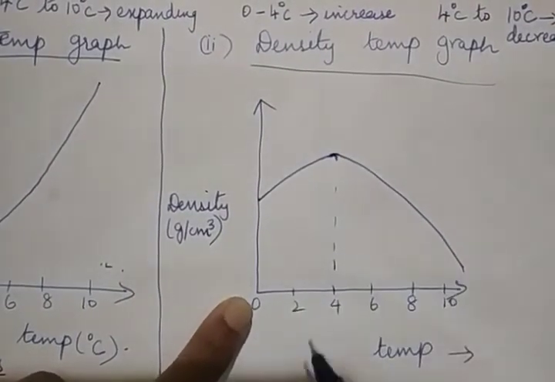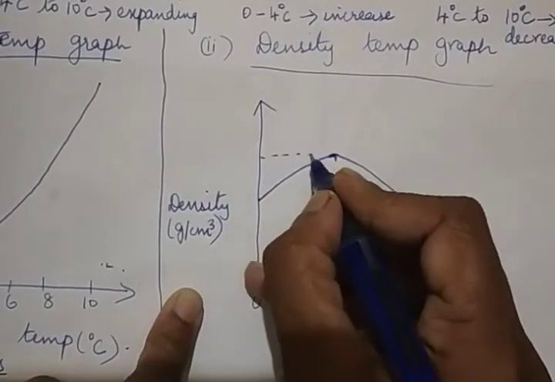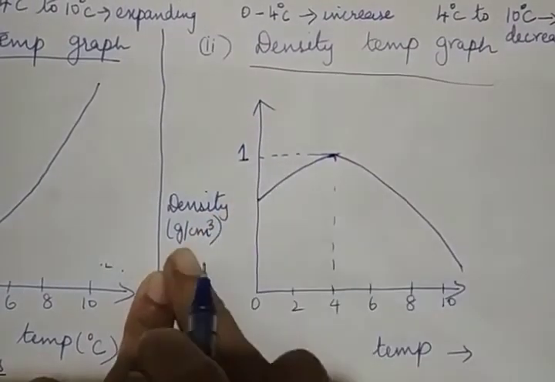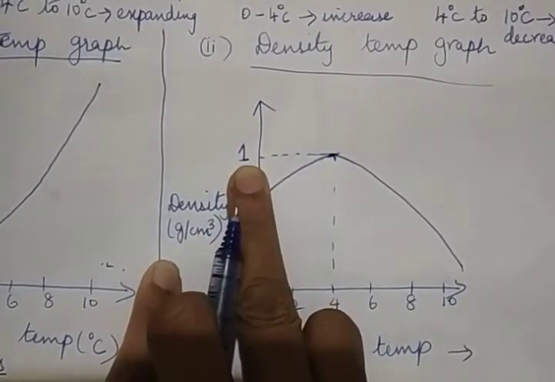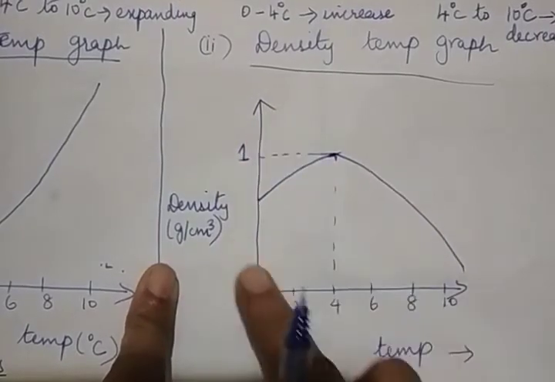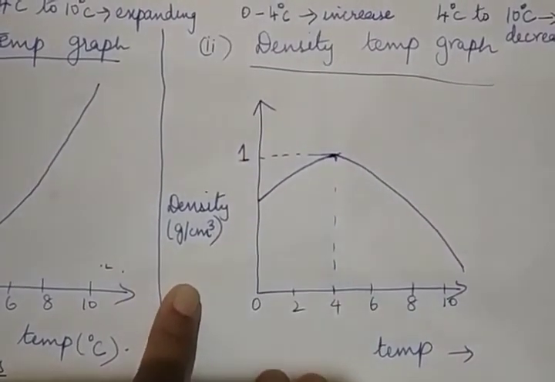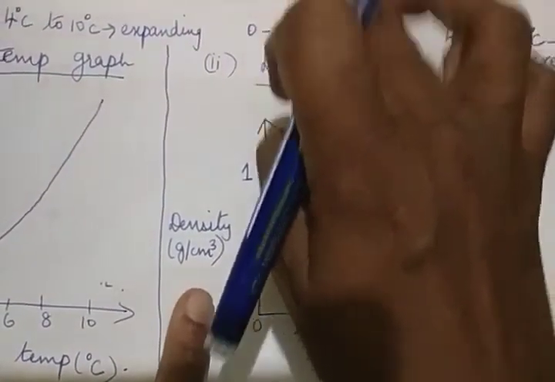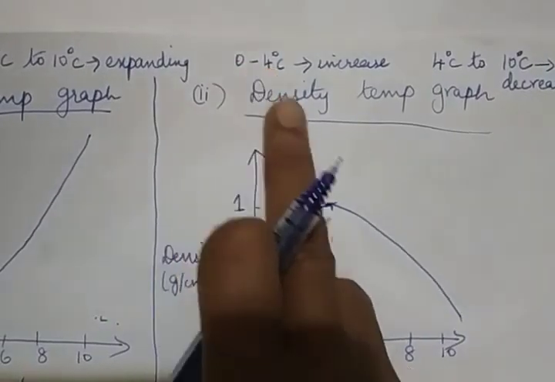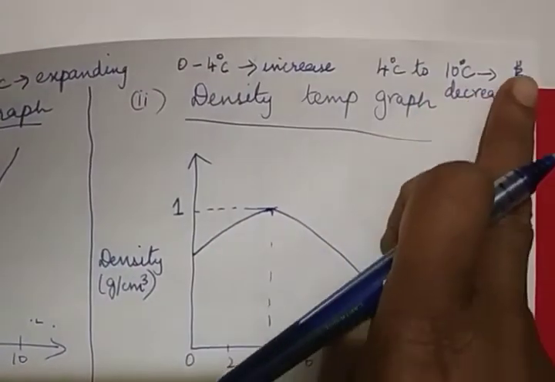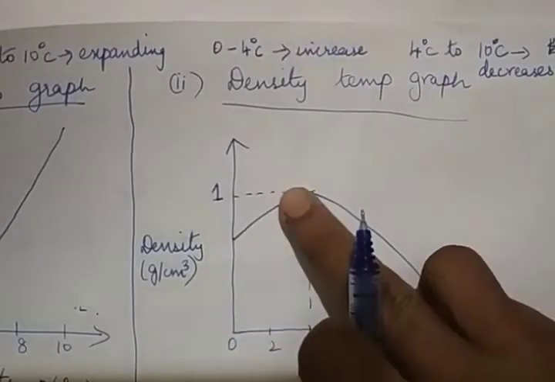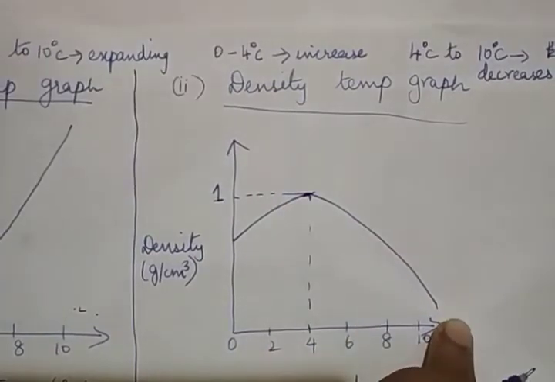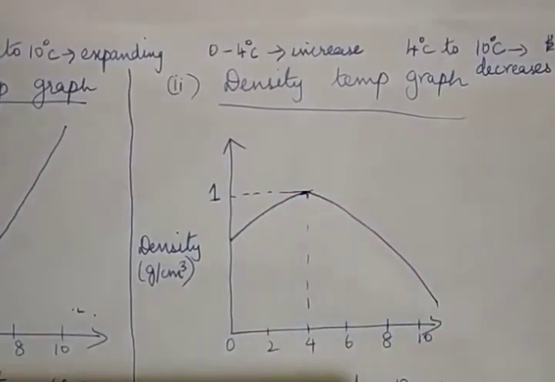So this is the density temperature graph, and here when it is 4 degrees Celsius the density will be 1 gram per centimeter cubed. So I want you to mention 1 here. You need not write the other numbers. There are many numbers given. You need not mention them. I hope this is clear. Once again I'll repeat. You're heating from 0 to 10, and 0 to 4 density will increase, 4 to 10 density will decrease. It is maximum at 4, and after 4 the density will decrease. So this is the density temperature graph.